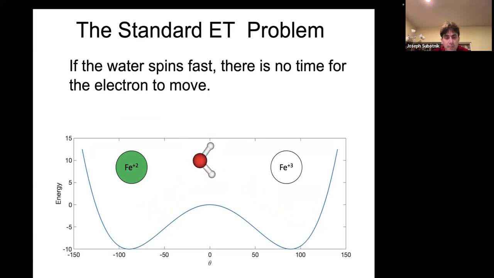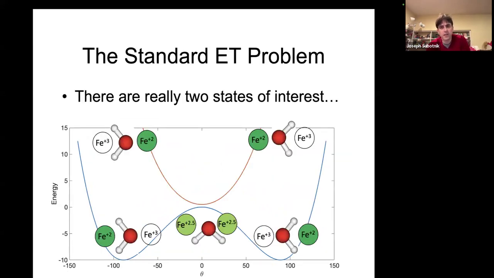There'd be no such time, because think about it. It does take some time for any electron to move. It takes time for anything to happen. So if the water spins fast enough, there's just no time. So the electron must stay on the left. All of that tells you the basic essence of what is called Marcus theory today, that you actually have two surfaces, a ground state and an excited state.